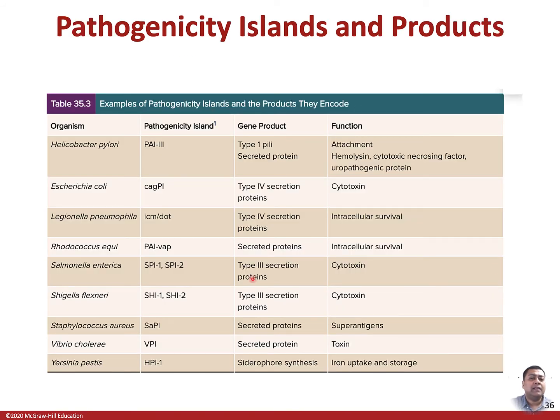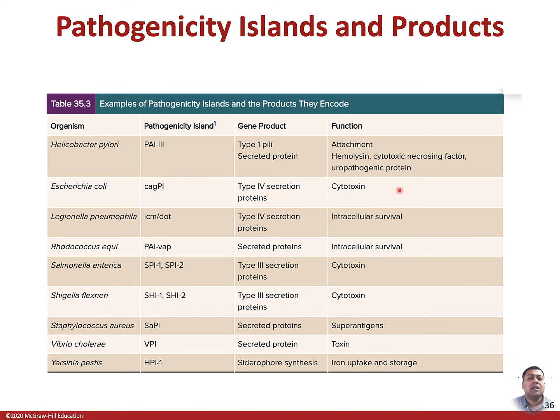So here we are looking at these pathogenicity islands. And again, you do not have to memorize any of these names, but you can see this Helicobacter pylori. This is the pathogenicity island, and you have type 1 pili, secreted proteins which attach, hemolysin, cytotoxic necrosing factor. So hemolysin will destroy the red blood cells. Cytotoxic necrosing factors will destroy cells, and also uropathogenic protein as well. On the other hand, see that Escherichia coli has type 4 secretion proteins, and the type 4 secretion system actually can transfer proteins as well as the DNA or the nucleic acid. That's why it's called a type 4 secretion system.